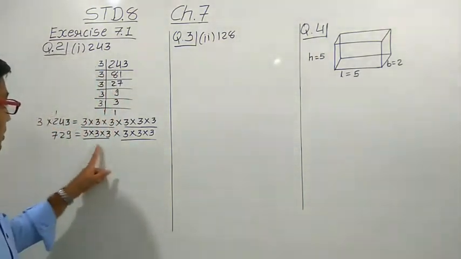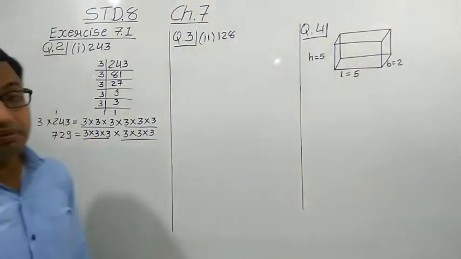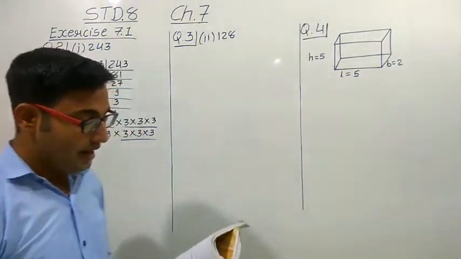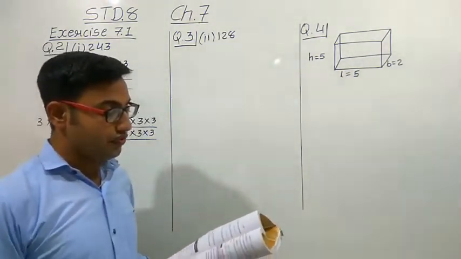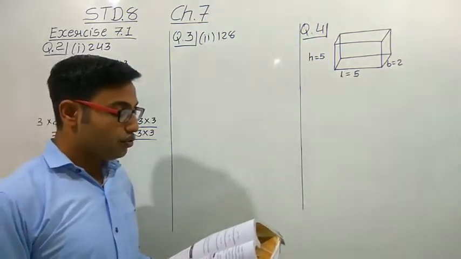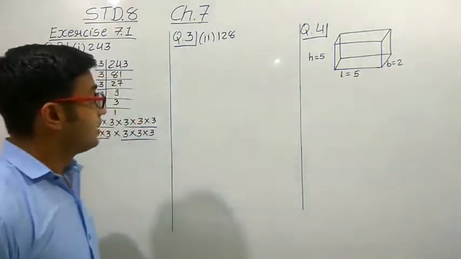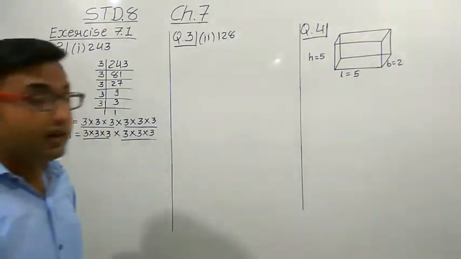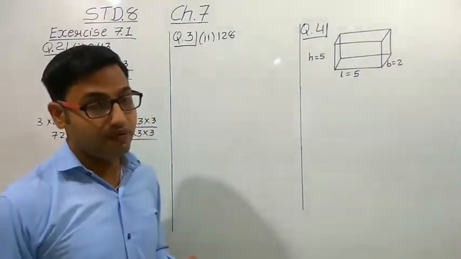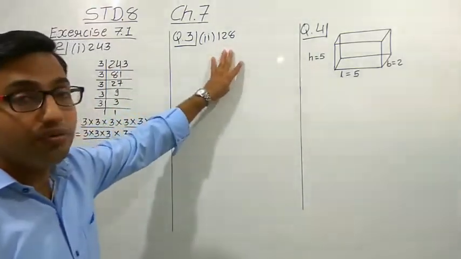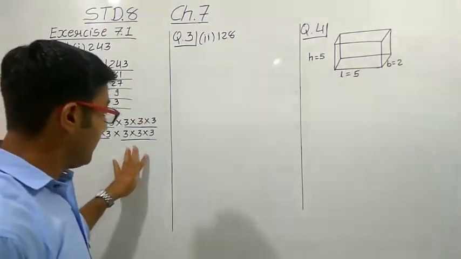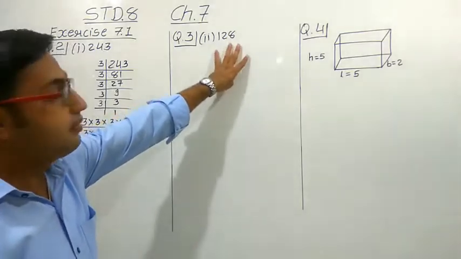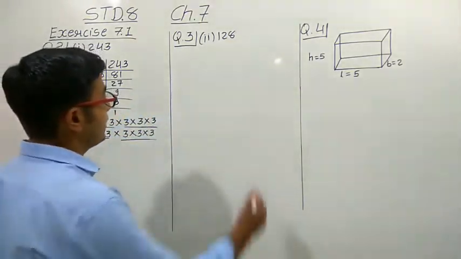Okay, so now let us study question number 3. What is the question? The question is, find the smallest number by which each of the following numbers must be divided to obtain a perfect cube. So here we have to divide the given number so that it can become a perfect cube number. Currently it is not a perfect cube number. So the same process that we applied here, we have to apply here. That means we have to find the prime factors of this number 128.